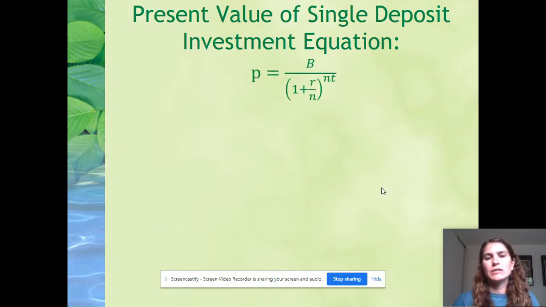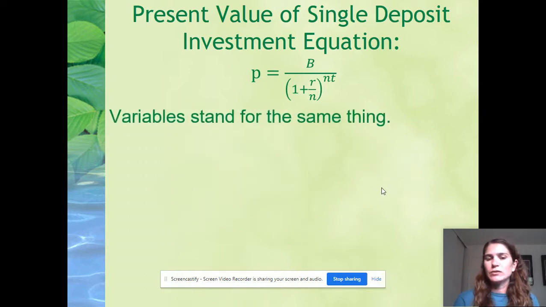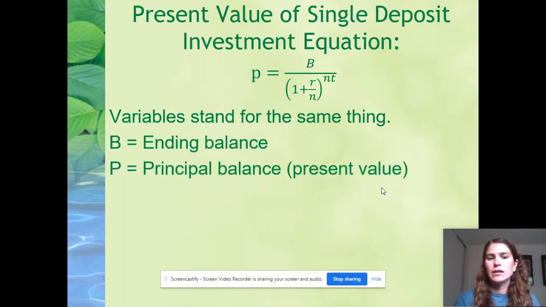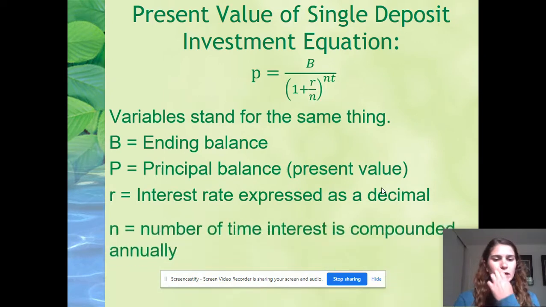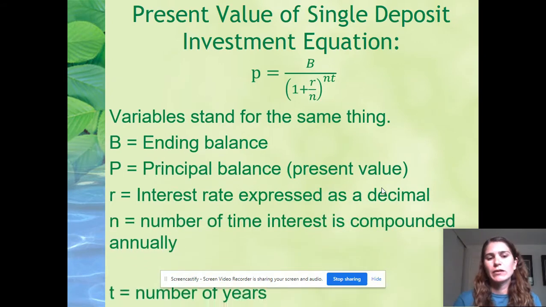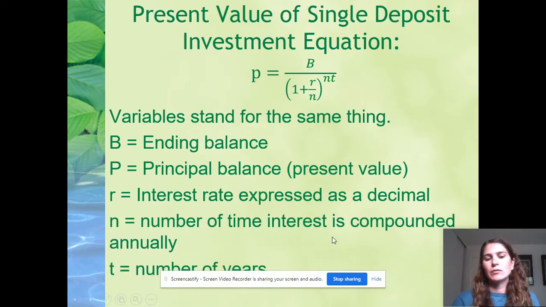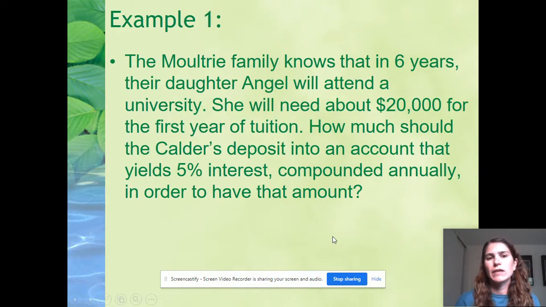And that equation is P equals B divided by 1 plus R over N, close those parentheses, to the NT power. Those variables still stand for the same thing. So P is the principal, B is the ending balance. R is our interest rate, N is the number of times that it was compounded yearly, and then T is the number of years. So we have an example.